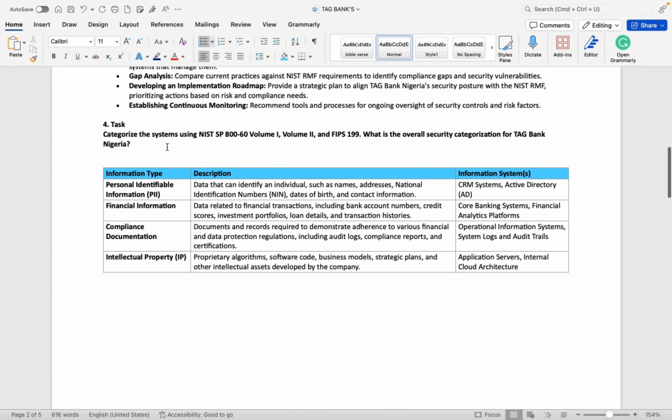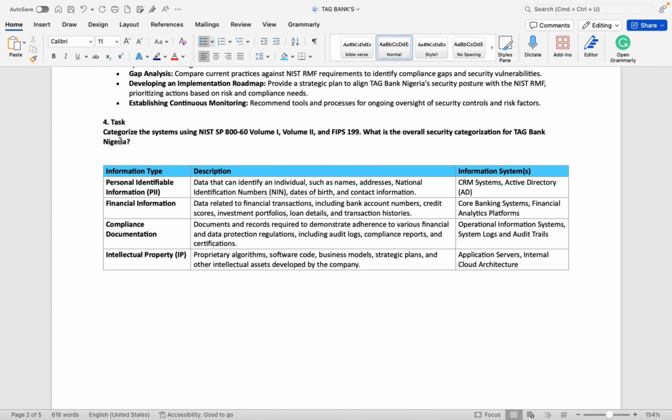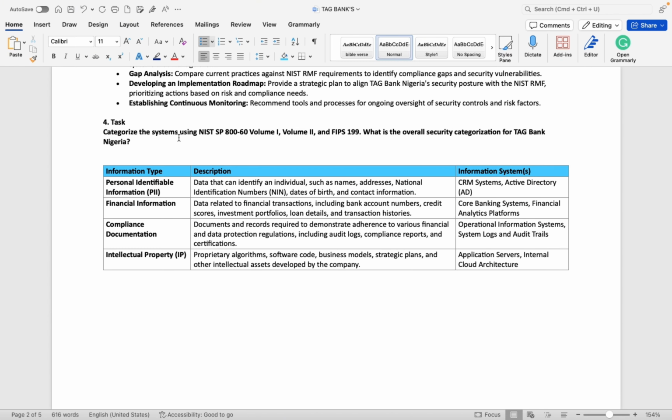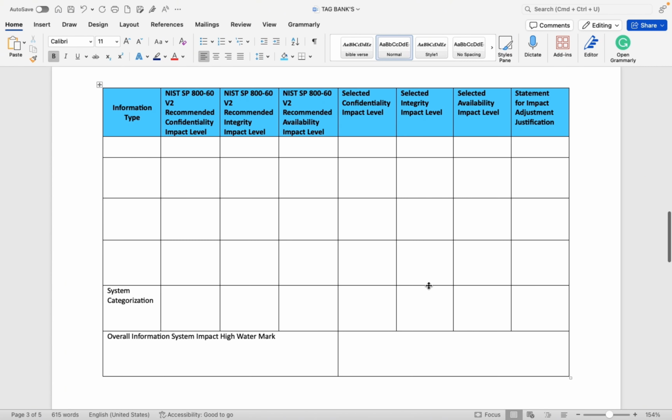Now, as an intern at TAG Bank, Task 4, you have been tasked with categorizing the system using the following steps. The first step is to identify information types. Now, the good part is the information types have been identified, and the information systems that process these information types have also been identified. Now, let's get to work.